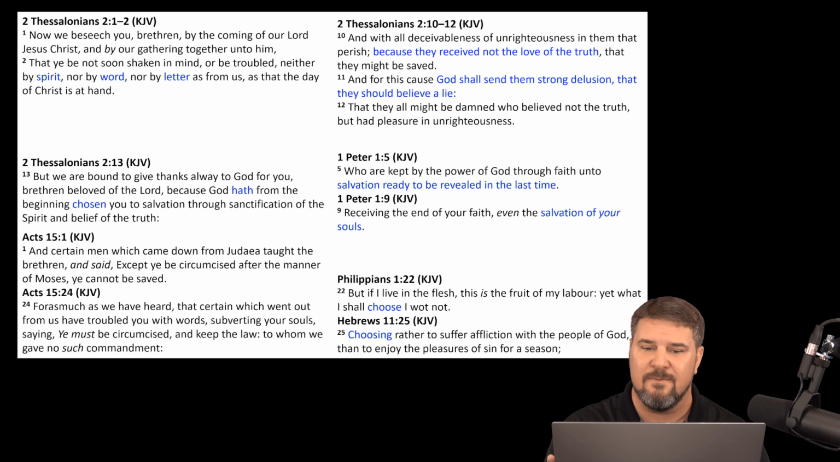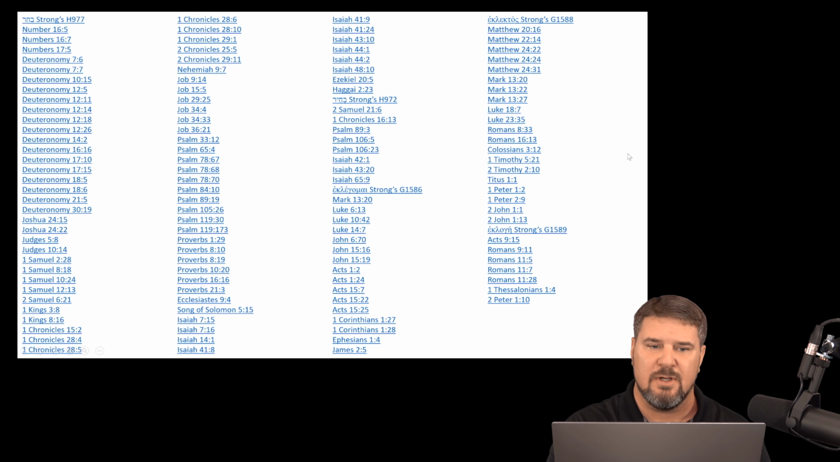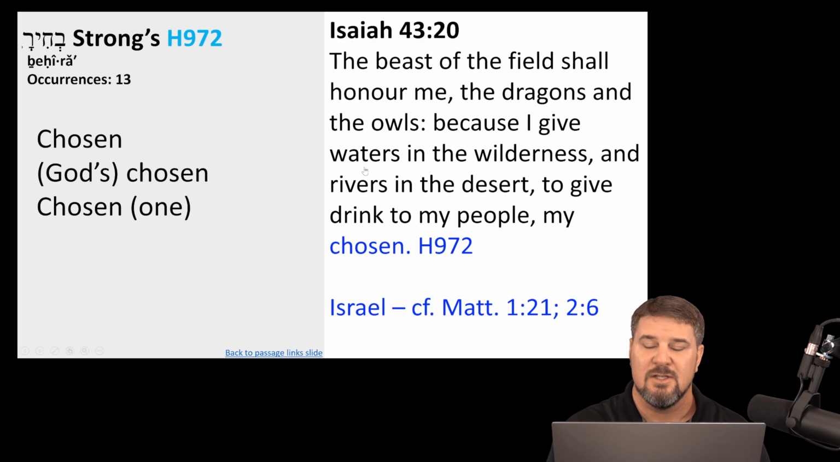Let me show you the interactive feature of this. Here, I have all the verses that you saw in the spreadsheet that aren't grayed out. They're represented on this slide. And if I want to go to any one of these, I can simply click on the verse and it will take me to that slide. So I just clicked on Isaiah 43:20 and it took me to that slide.